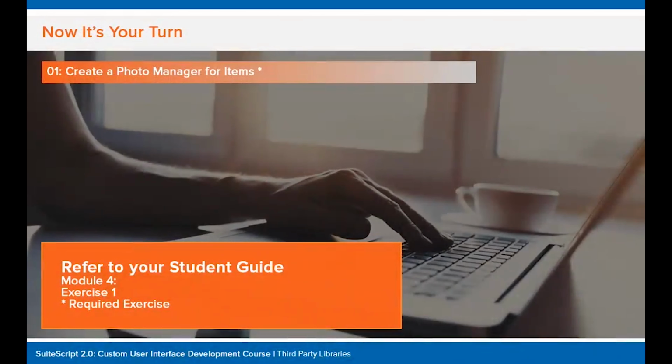So that is about it for this exercise. What we're going to do is create a photo manager. For this photo manager, we are going to use Lodash as our templating engine, and we're also going to use jQuery UI to allow interactivity on our page. That's about it for this module. Go ahead and complete the exercise.